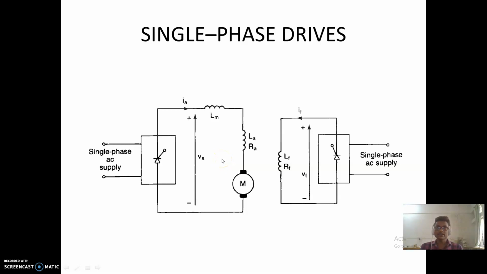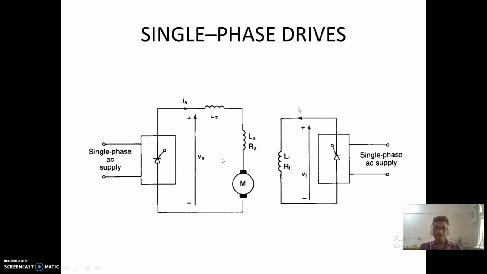If the armature circuit of DC motor is connected to the output of a single phase controlled rectifier, the armature voltage can be varied by varying the delay angle of the converter, alpha. The forced commutated AC/DC converters can also be used to improve the power factor and to reduce the harmonics.